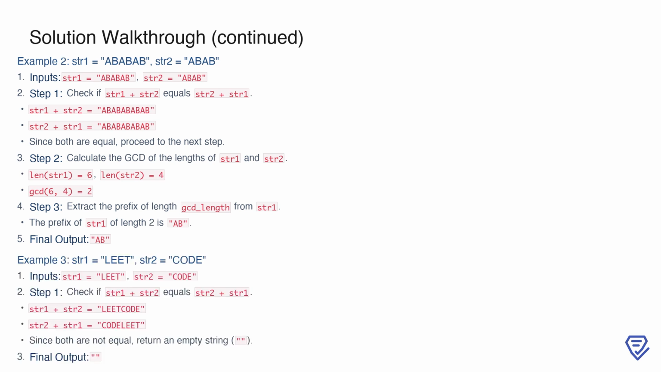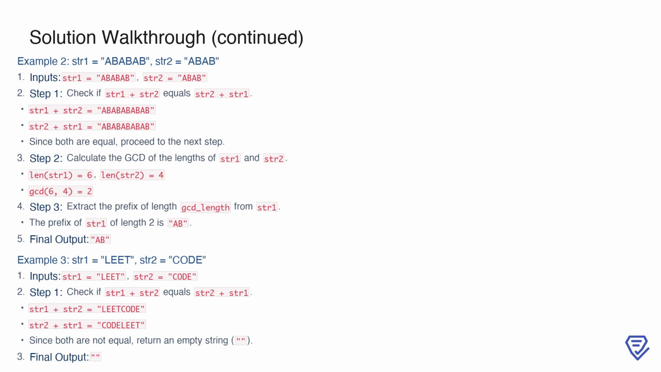Now, let's move to the second example where str1 is ababab and str2 is abab. Again, we start by checking if the concatenation of str1 and str2 in both orders is the same. When we calculate str1 plus str2, we get ababababab, and when we calculate str2 plus str1, we also get ababababab. Since these are equal, we move forward.